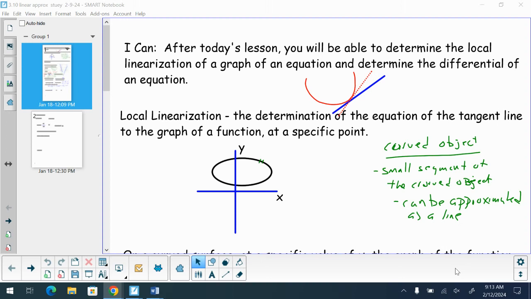We talked about local linearization on Friday, and basically what you're dealing with in local linearization is equations of tangent lines. When you linearize a curved object, you're looking at a small section that's still curved, so it's not exactly linear. But if I take a small enough section, I can say it's pretty darn close to being linear. So you're looking at the idea of tangent lines when you talk about local linearization.